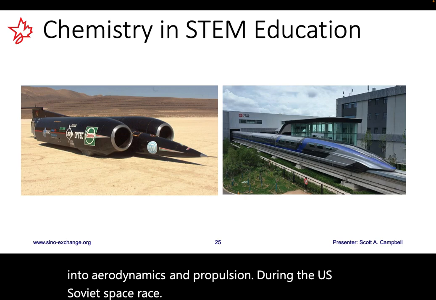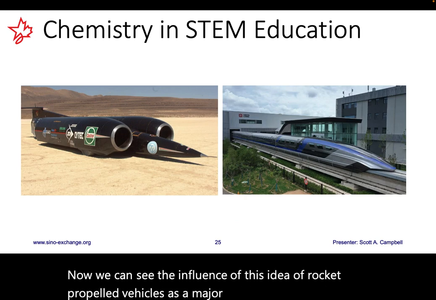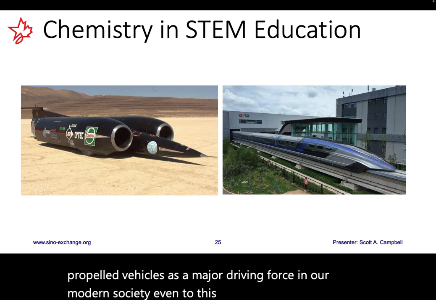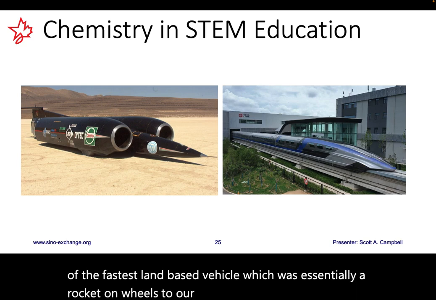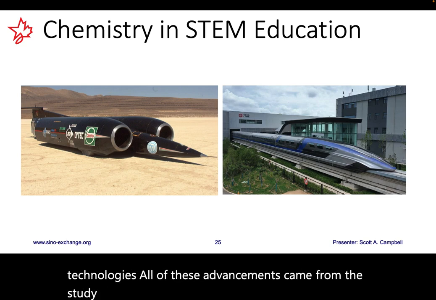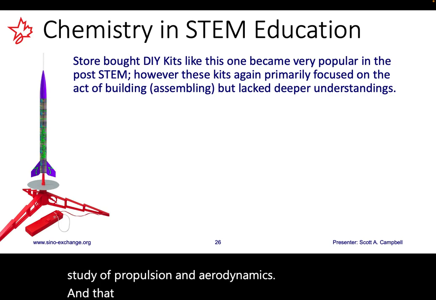Now we can see the influence of this idea of rocket-propelled vehicles as a major driving force in our modern society, even to this day. From the development of the fastest land-based vehicle, which was essentially a rocket on wheels, to our modern maglev train technologies, all of these advancements came from the study of propulsion and aerodynamics. And that brings me to my next example.